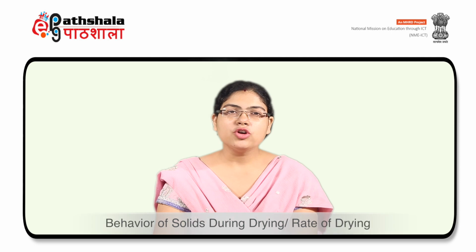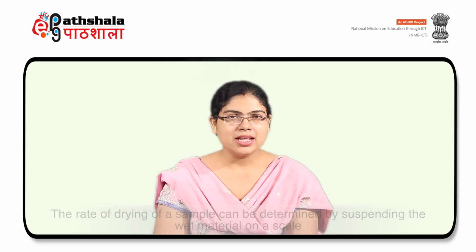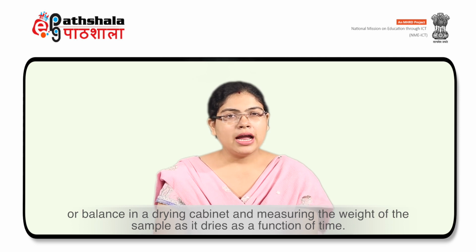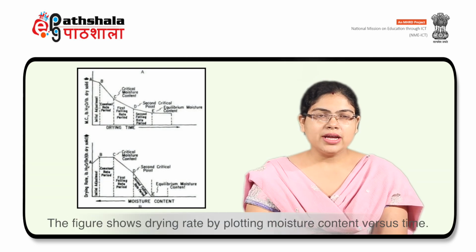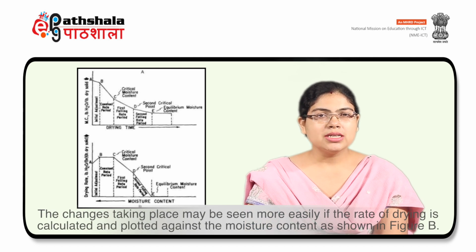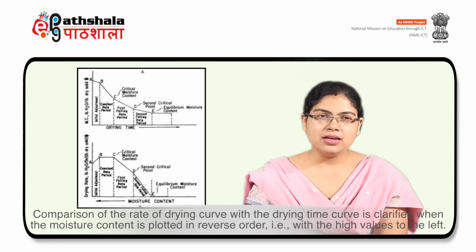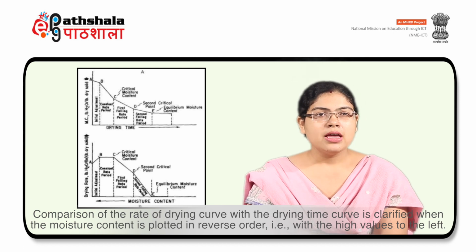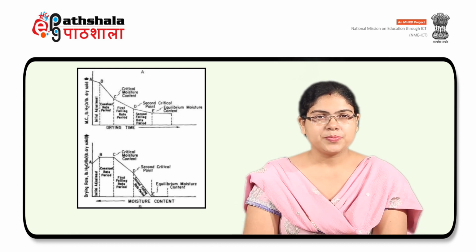Now we will discuss behavior of solids during drying, or rate of drying. The rate of drying of a sample can be determined by suspending the wet material on a scale or balance in a drying cabinet and measuring the weight of the sample as it dries as a function of time. The figure shows drying rate by plotting moisture content versus time. The changes taking place may be seen more easily if the rate of drying is calculated and plotted against the moisture content, as shown in figure B. Comparison of the rate of drying curve with the drying time curve is clarified when the moisture content is plotted in reverse order, that is, with the high values to the left.